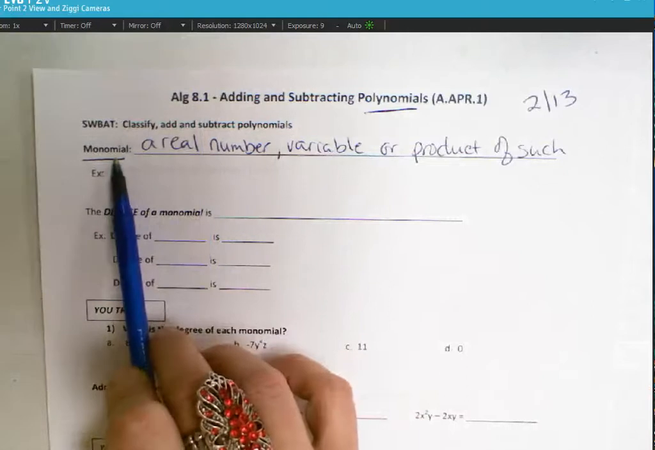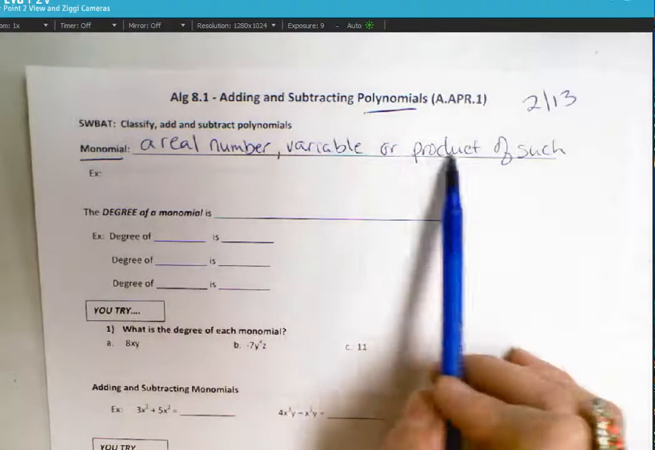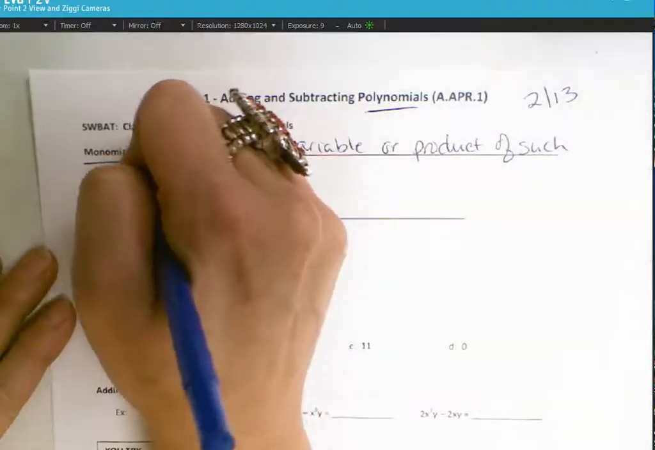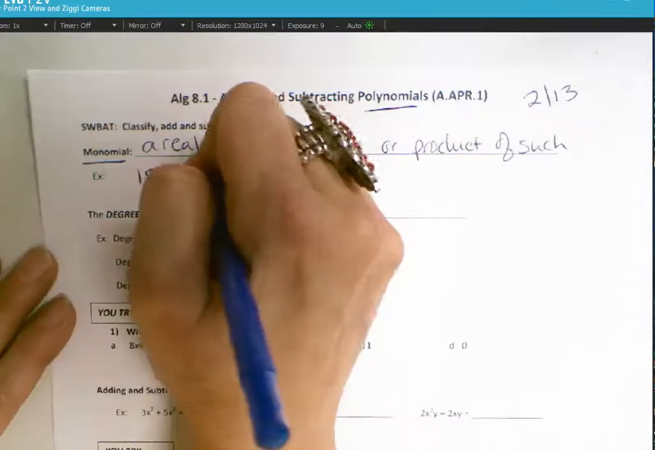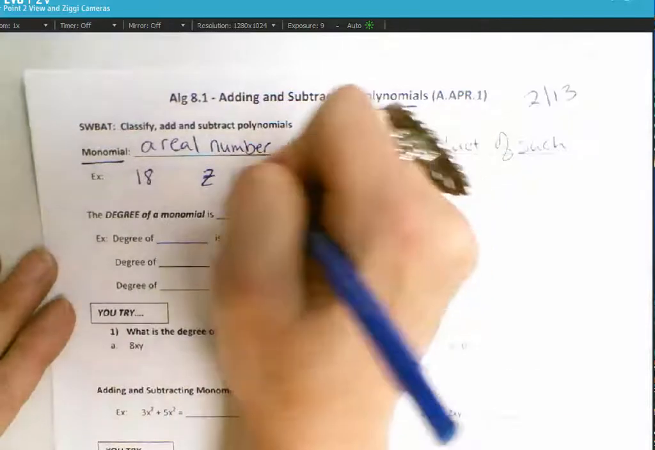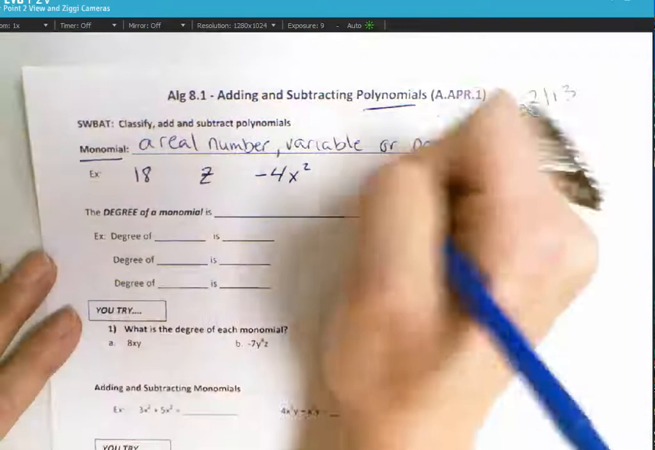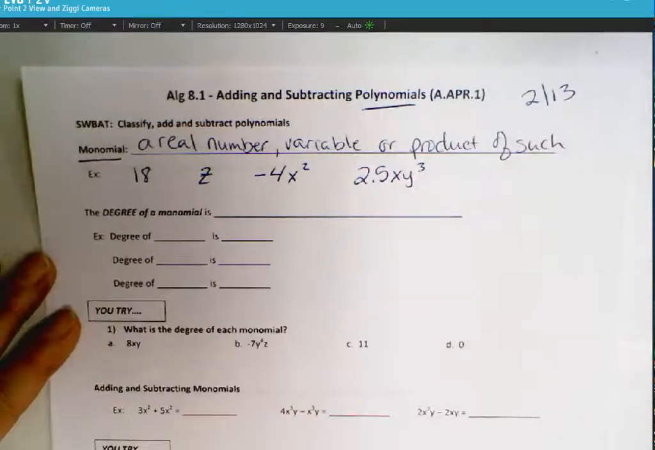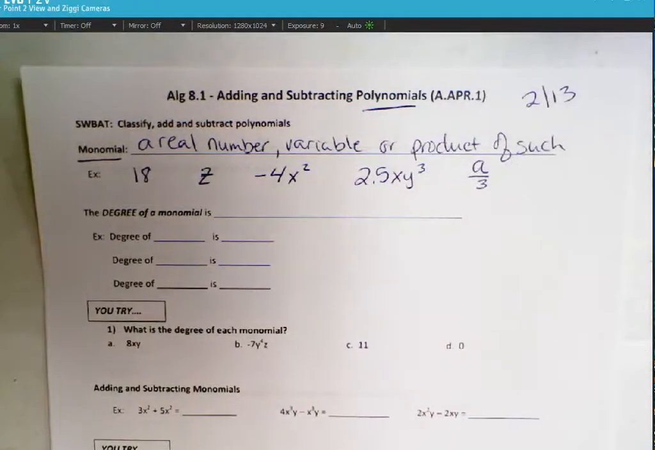So let's start with the definition of monomial. A monomial is a real number, a variable, or the product of any combination of those. Some examples would be the number 18. That's called a monomial: mono, one. A variable by itself, I could have z. I could have a product of a number and a variable. It doesn't have to be a whole number, it just has to be a real number. We could also have something like a over 3, because a rational number is a real number. It just happens to be a fraction. So those are all monomials.